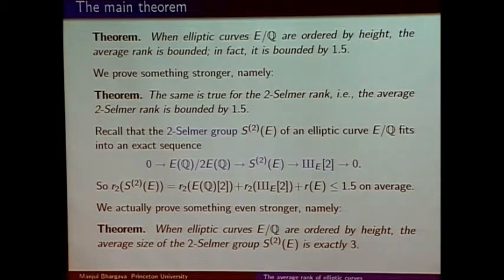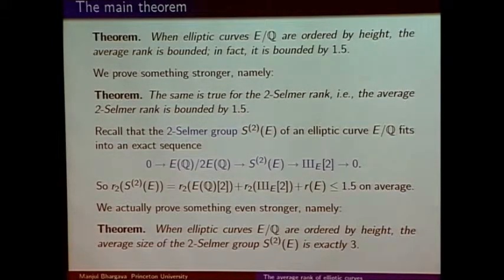And so the worst case scenario for the rank is if half of them are 2 and half of them are 4. Right? And then the worst case scenario there is that half of them have rank 1 and half of them have rank 2. And that's why you get the bound of 1.5. So the average size of the 2-Selmer group is 3.